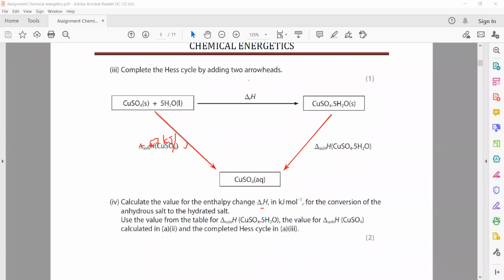And this value is given as 12.6 kilojoule per mole, and we are finding this part. So overall energy change is independent of the route or the path which we follow. Where the two arrows are pointing out, that is the start of the cycle.